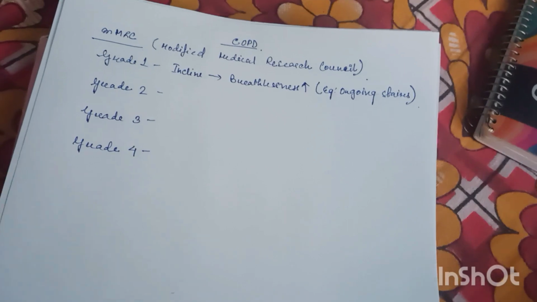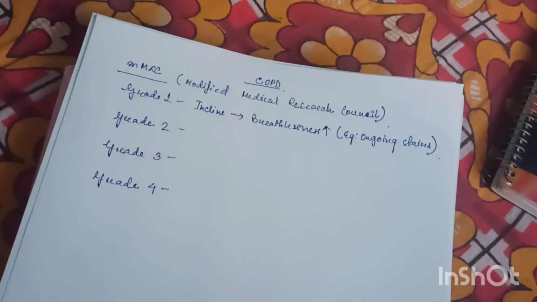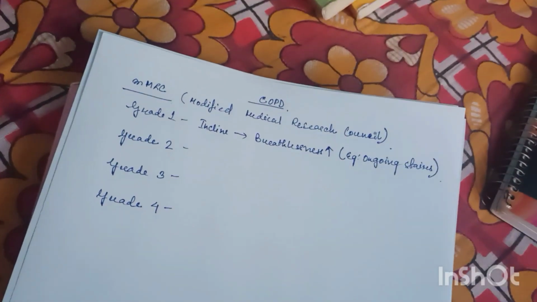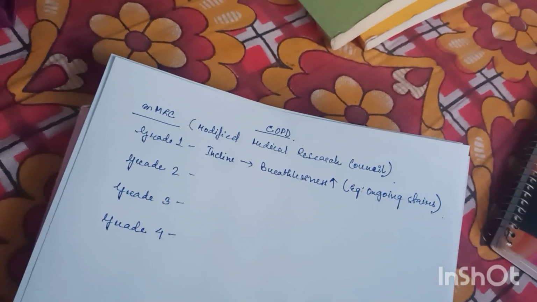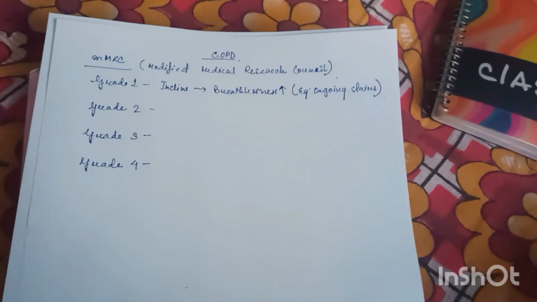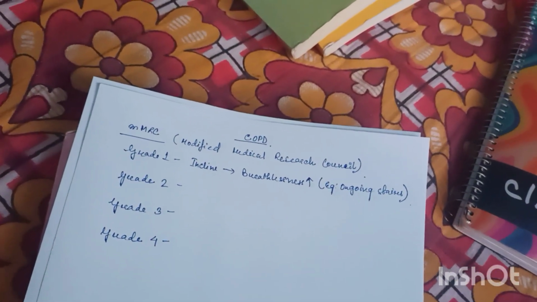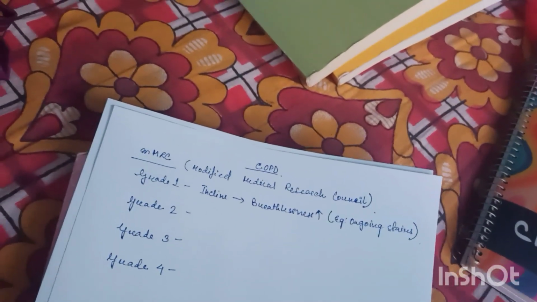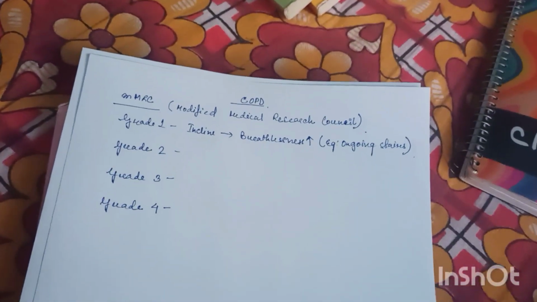And grade 4 is where the person is always breathless. He can't even get up from his bed and go outside, or even dress himself, because he feels dyspneic whenever he gets up and tries to do something. So these are the 4 grades.